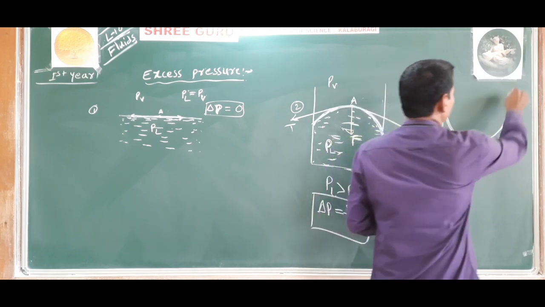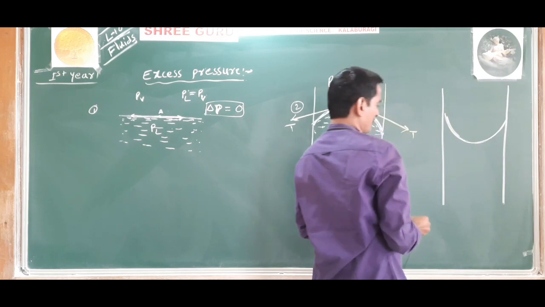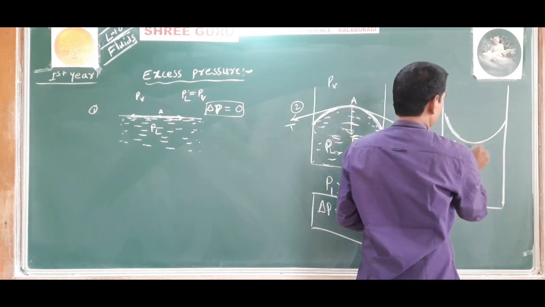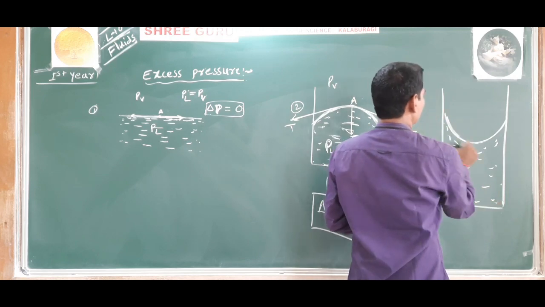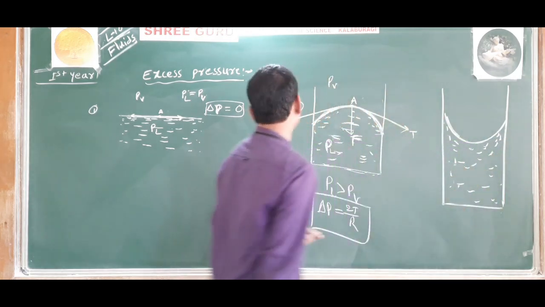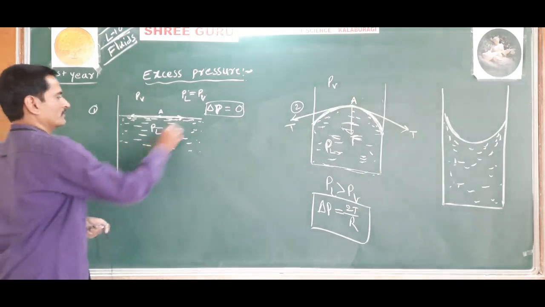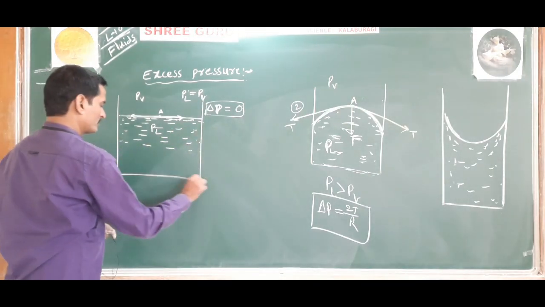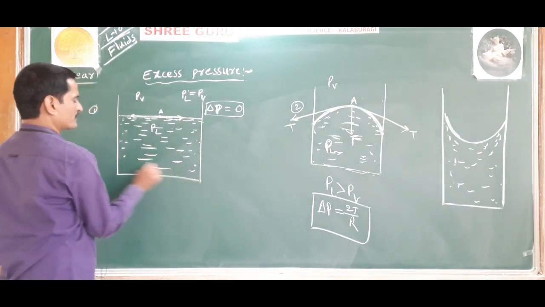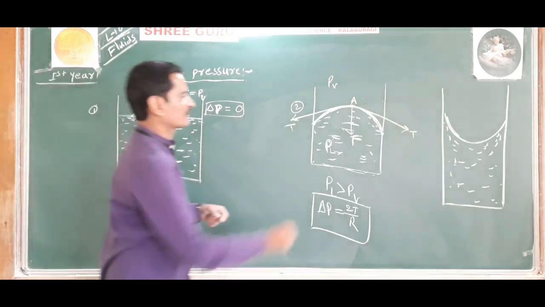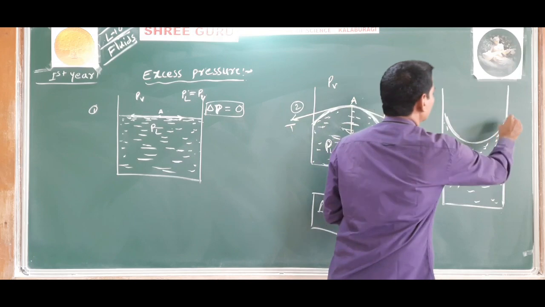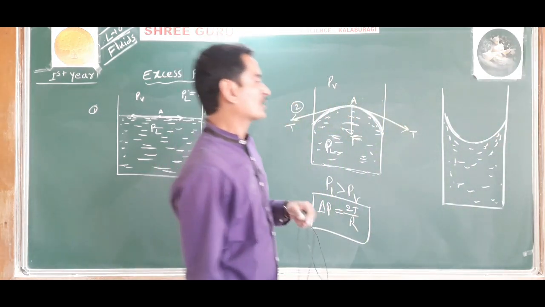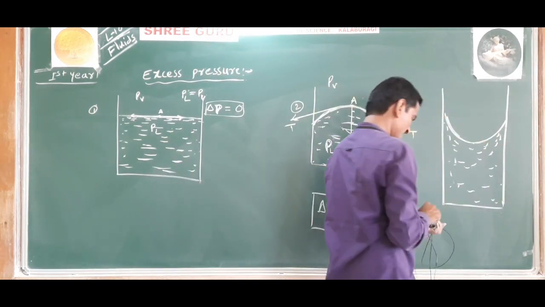Now if the free surface of the liquid is concave, like this. Here it is liquid, filled with liquid, whereas the free surface of the liquid is concave. You consider this as a glass tube. So in this glass tube, the free surface is plane here, convex here, and concave here. Understood? Okay.